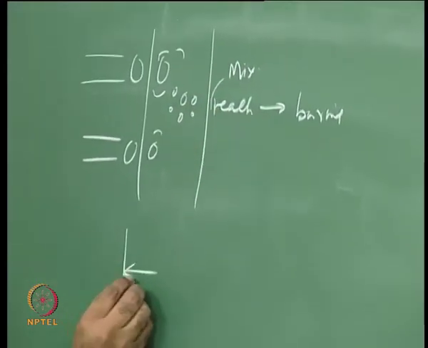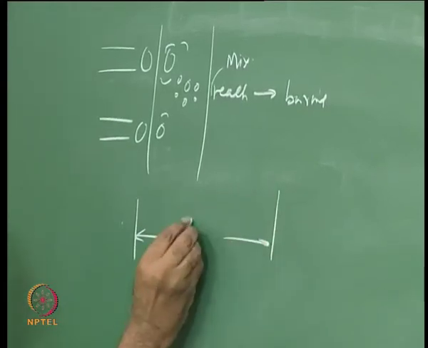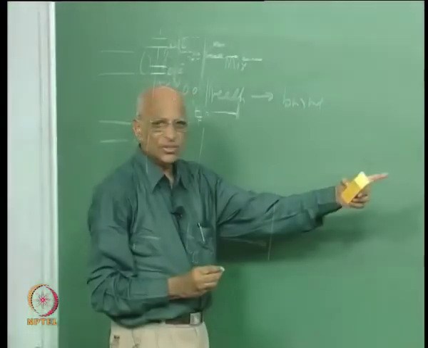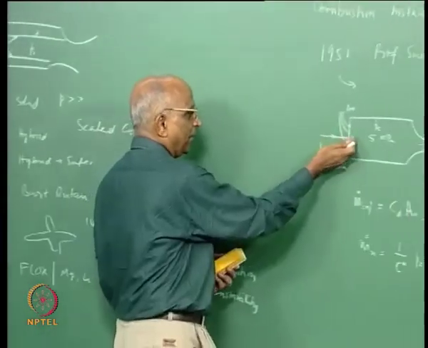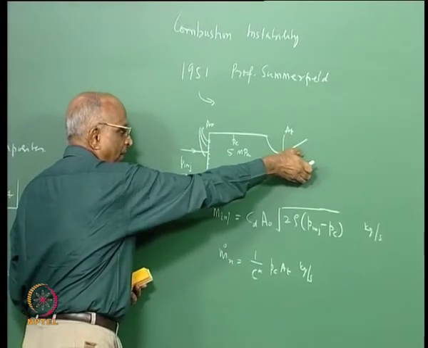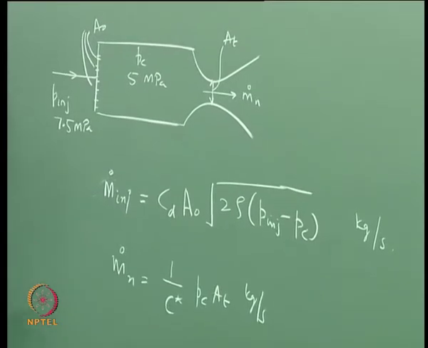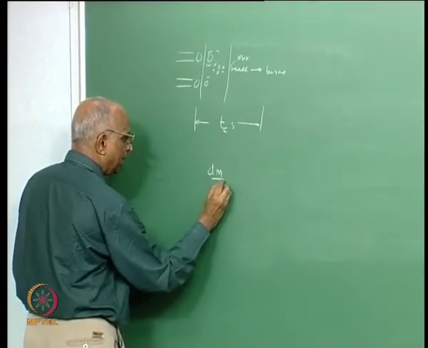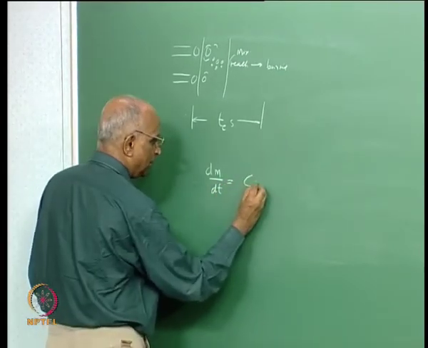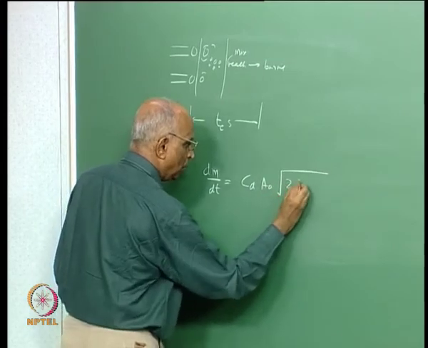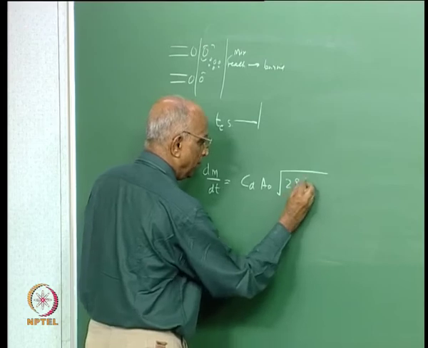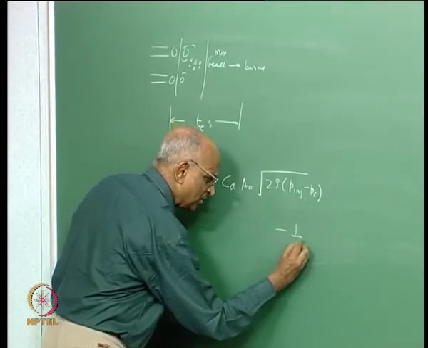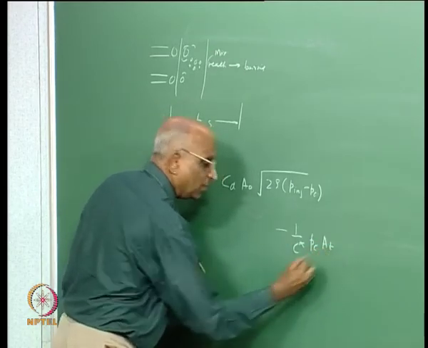Therefore, if I say the entire process from injection to burning takes a time of, let us say, T delay, the combustion delay, Tc seconds, then I need to make some changes in this equation. What is it I am telling? Something is entering, it has to form gases before it leaves the nozzle, and therefore, if I were to write an equation which takes care of the rate of mass variations, what is it I would be writing? I would be writing under normal circumstances dm by dt, the rate at which mass is getting accumulated in the chamber, is equal to CD A0 under root 2 into density into P injected minus Pc, which is coming in, and what is going out? Minus 1 over C star into Pc into AT over here.